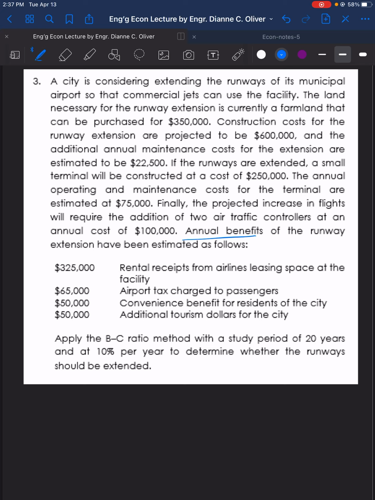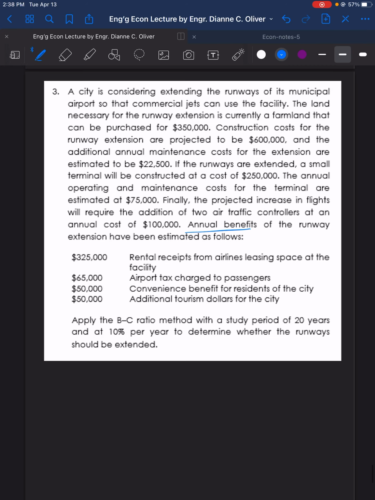$50,000 for additional tourism dollars for the city. Apply the benefit cost ratio method with a study period of 20 years and at 10% per year to determine whether the runways should be extended. So take note that we are still analyzing, studying this project, whether it is profitable or not. So given all this data, all these costs, all this benefit, we will determine whether we will extend the runway or no, we will not proceed with the project. Okay? So there's a lot for this problem. So let's take them one by one.